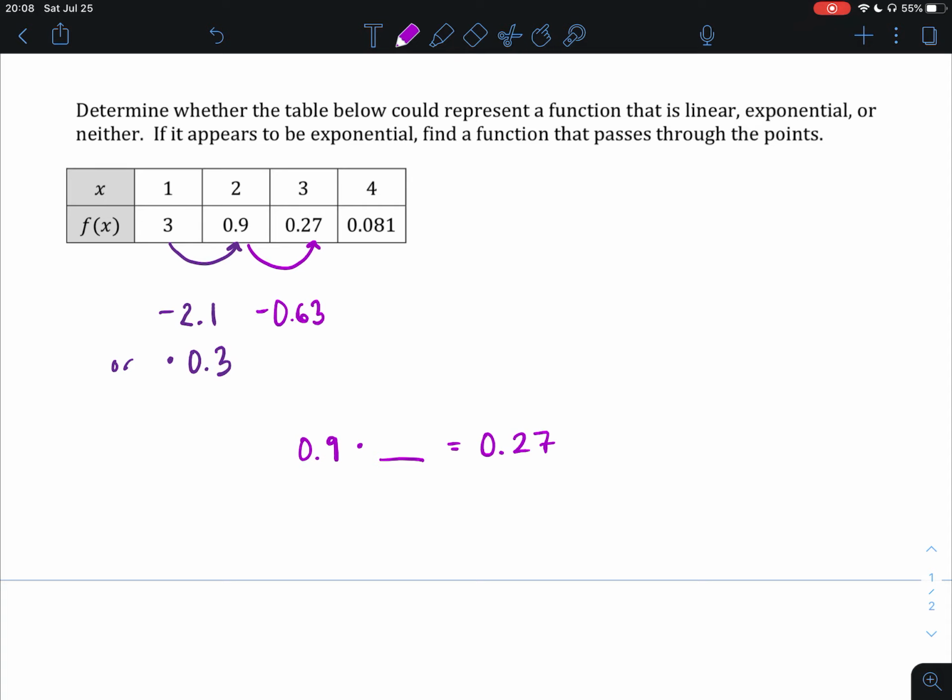I'm thinking about 9 times what is 27. So 9 times what is 27? Well, 9 times 3 is 27, right? So we know a 3 is involved.